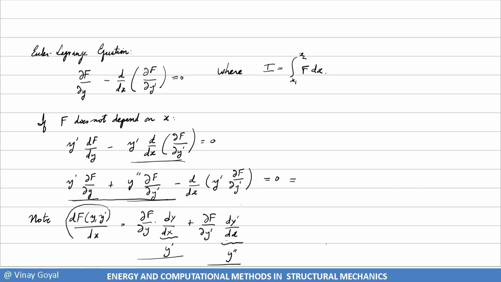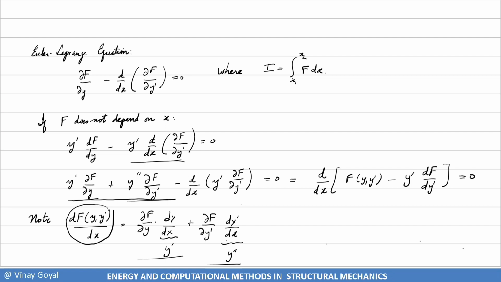I can plug in for this. And so I'll do that. So that's the derivative, and I'll extract d/dx of f(y, y') minus y' df/dy', and this is equal to 0.